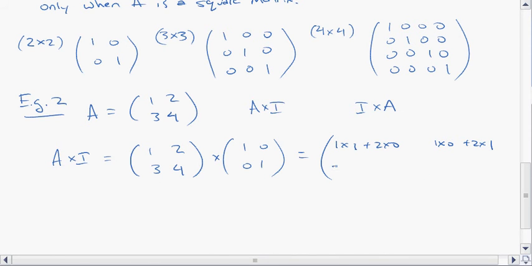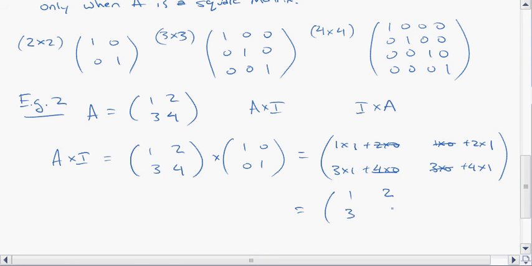Alright, so let's do it the other way around now. Oh, hold on, I haven't actually simplified this. So let's simplify. Anything multiplied by 0 is just 0, so I'm just going to go ahead and cross these out. So this is equal to 1 times 1 is 1, 2 times 1 is 2, 3 times 1 is 3, 4 times 1 is 4. So this is equal to the original matrix back, right? Just A. So let's now work it out the other way around.